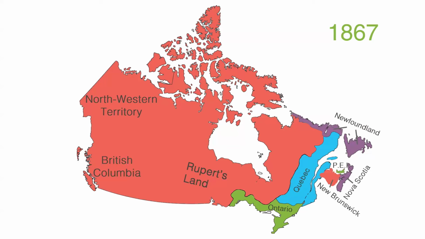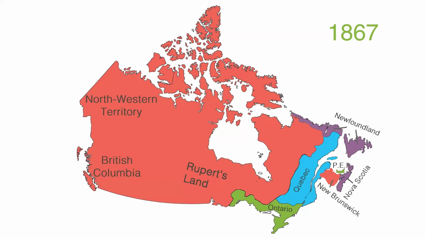Then in 1867 is when the Dominion of Canada formed, and that means Canada actually became a country in 1867. So it is a very, very new country. If you think about it, even compared to the United States, we still have almost 100 years on Canada of experience as a country in total.